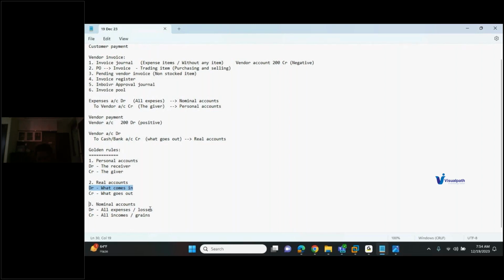Because it's going from the company, right? So it will be a debit for us. And for the bank, it will be credit, and for us it is debit.